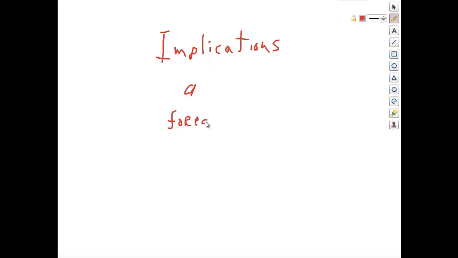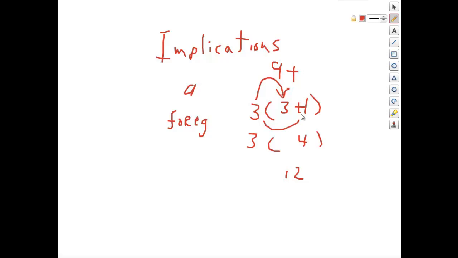For example, if we have 3 outside of 3 plus 1, that's obviously 3 outside of 4, which equals 12. Okay? We can also look at this as 3 times 3 is 9. 3 times 1 is 3. 9 plus 3 equals 12. Okay? Let's look at the same situation with a variable.